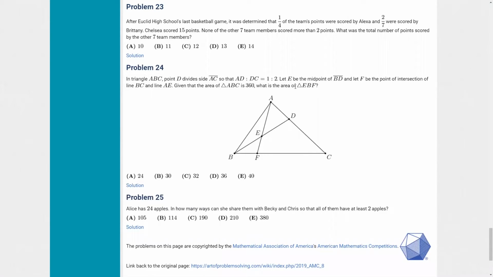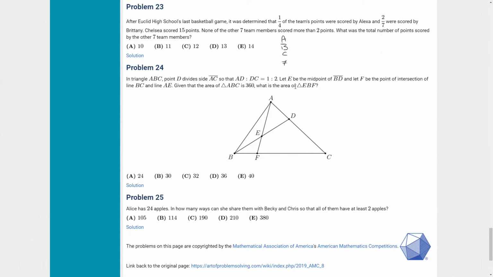Let's look at problem number 23. After Euclid High School's last basketball game, it was determined that a quarter, 1/4, of the team's points were scored by Alexa, 2/7 were scored by Brittany, and Chelsea scored 15 points. None of the other 7 team members scored more than 2 points. What was the total number of points scored by the other 7 team members?